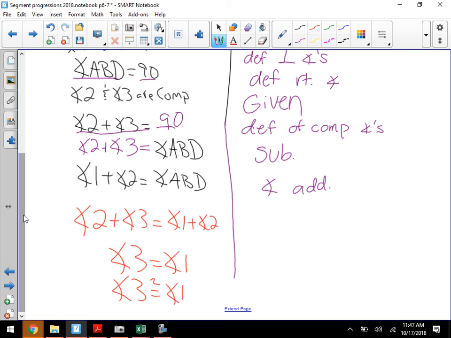Good, substitution. So now we took those two steps. We had both of them equal to angle ABD on the right, so we took the lefts and set them equal to each other. All right. So now you have angle 2 on the left side, and angle 2 on the right side. So we're going to subtract those 2's off of both sides. So minus prop equals. And last step there, angle 3 equals angle 1 is switched to angle 3 is congruent to angle 1. So, yeah, definition of congruence.